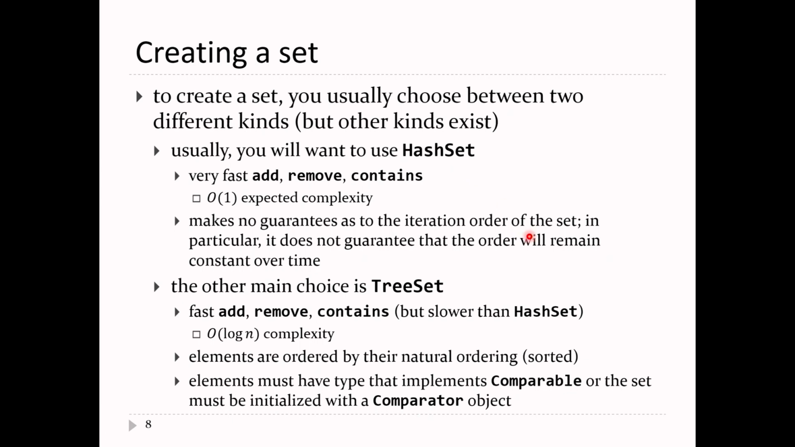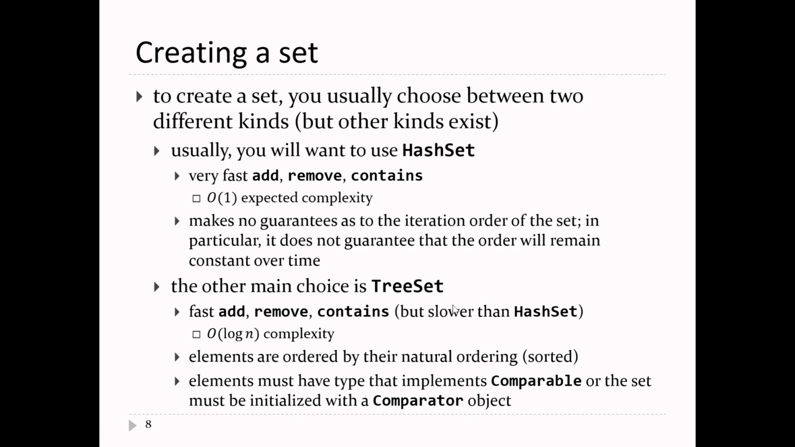Now, the problem with HashSet is when you put elements into the set and then you iterate over the elements of the set, you don't know what order the elements are kept in. And if you add something else to the set, the order might change. So the iteration order is never guaranteed by the HashSet, which can be inconvenient if you need the elements to be ordered in some way. If you need the elements to be ordered in some way, you typically pick TreeSet.